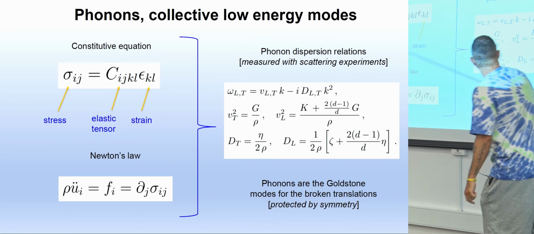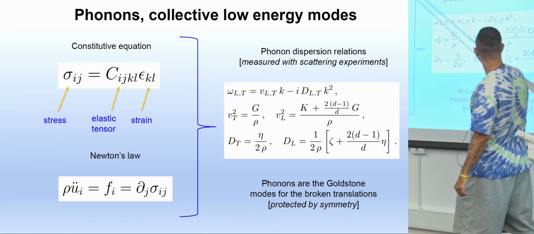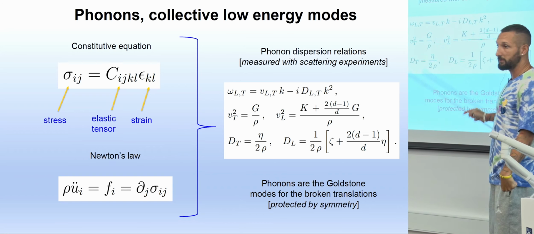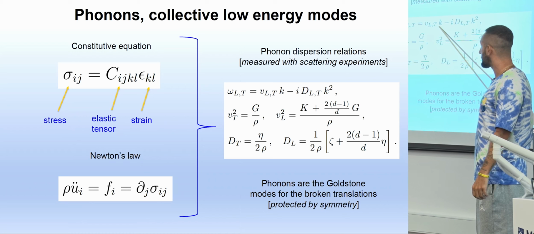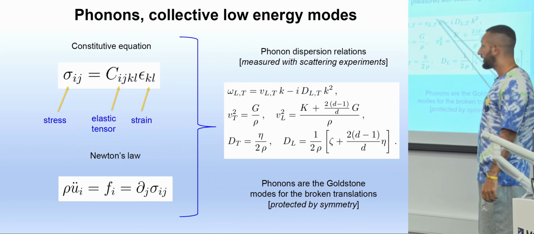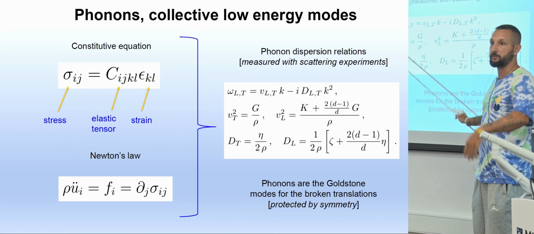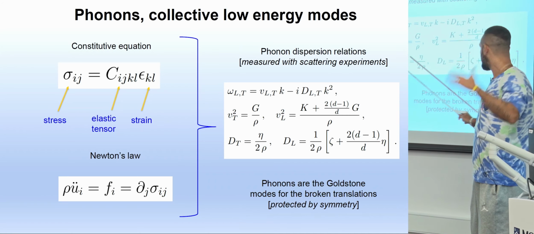And what you learn is that because of this structure, solids have excitations, which are called phonons, which disperse linearly. So their energy or their frequency is linearly proportional to the wave vector with a certain velocity. And of course, they are damped, so they don't propagate forever. That's the reason why I use a mic, basically.